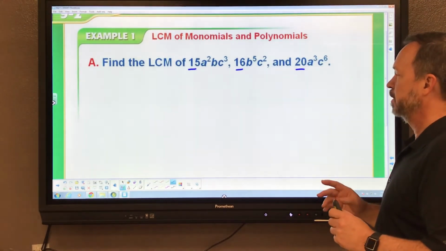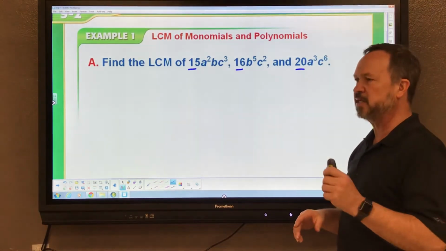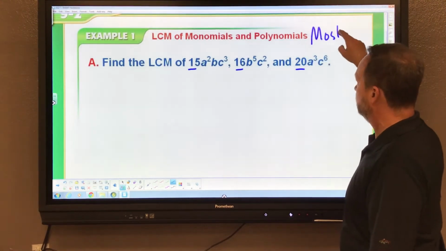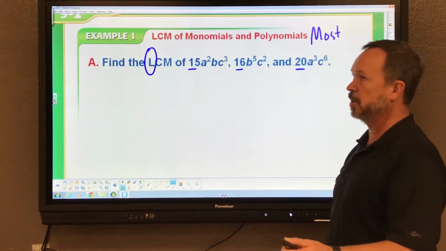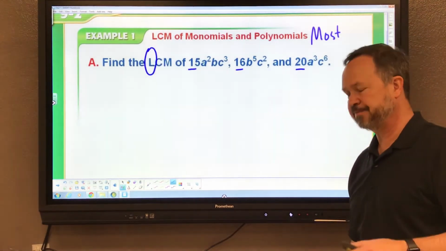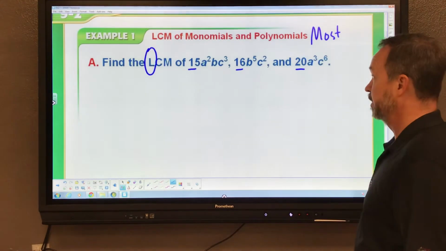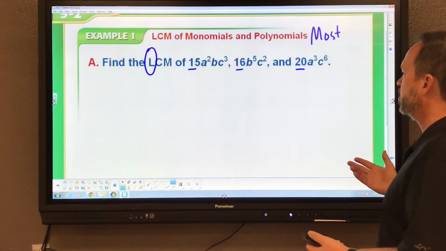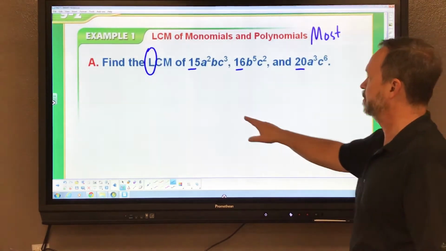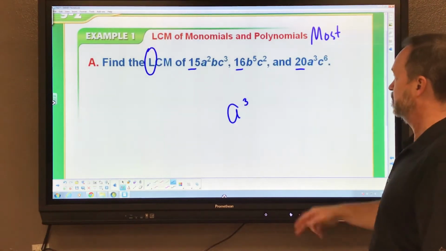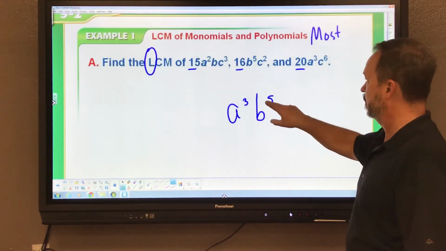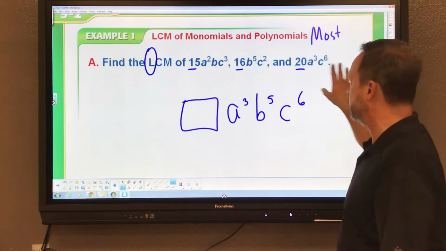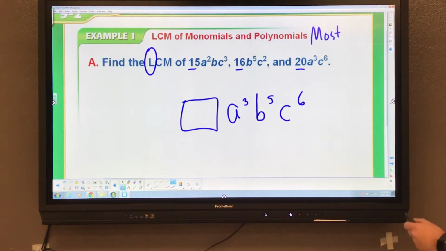Least common multiple. And remember, we said this before, but with least common multiple, we ask the question, where is it found the most? Which is kind of strange, because we're dealing with least. But that's how this works. So look at the A. Do they have an A in common? Oh, we're not doing common. Least common multiple. Where's A found the most? A cubed. Where's B found the most? B to the 5th. Where's C found the most? C to the 6th. So whatever number goes here for the 15, 16, and 20, that's going to be your least common multiple.